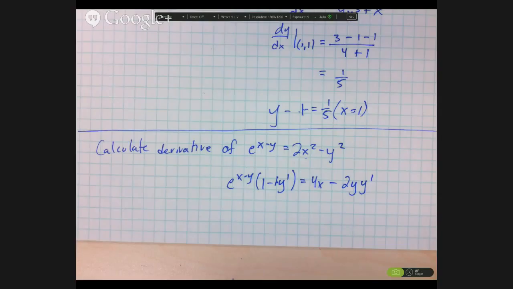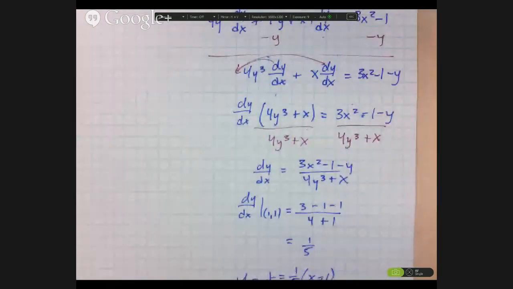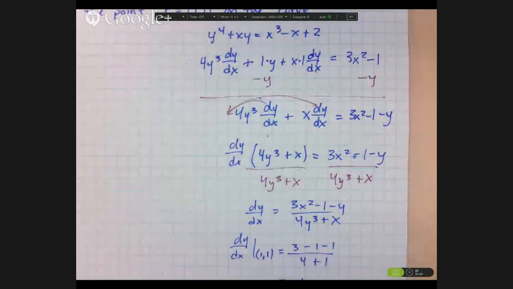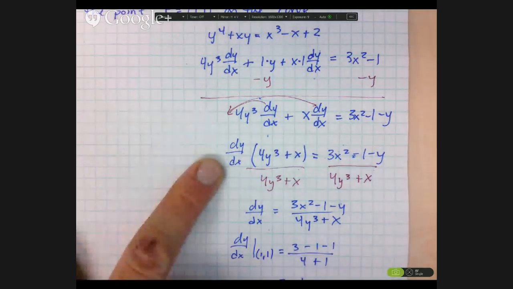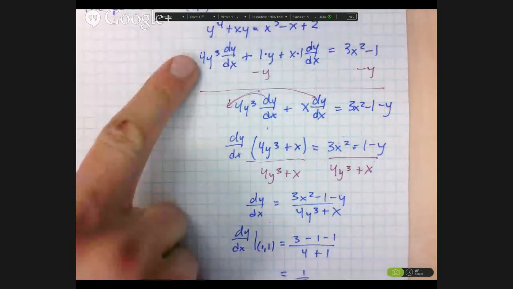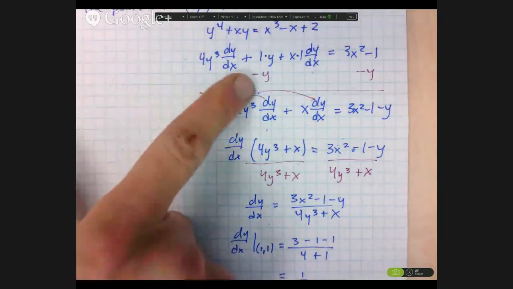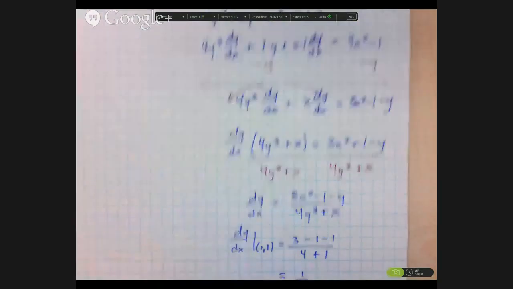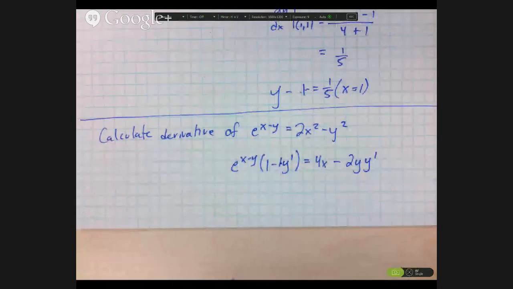I have a question from the last one. When you got 4y cubed dy dx times y plus x dy dx, how did you get from that to 4y cubed plus x? I subtracted that y out on both sides. Alrighty. Let me give you the work.